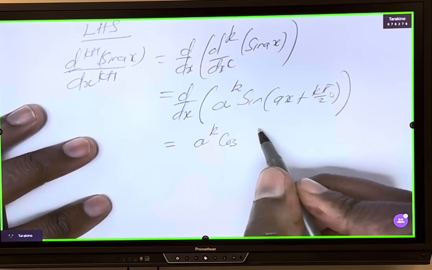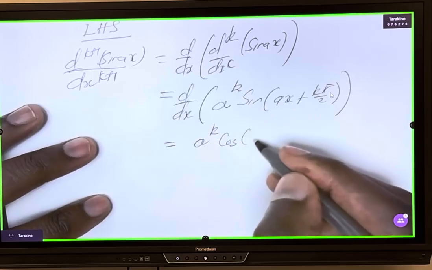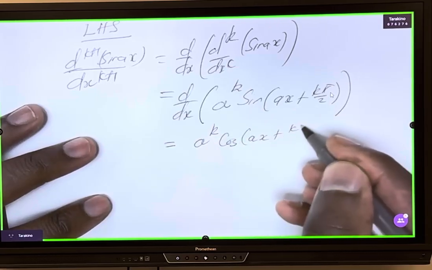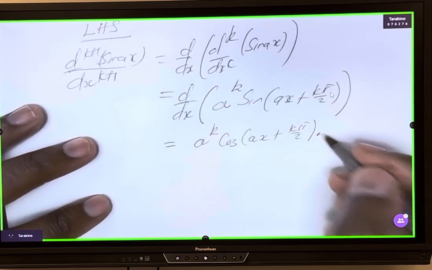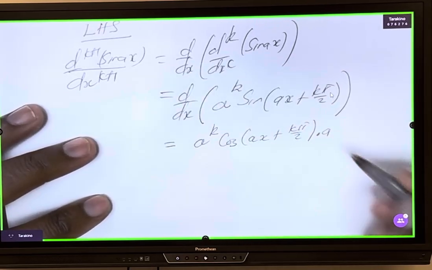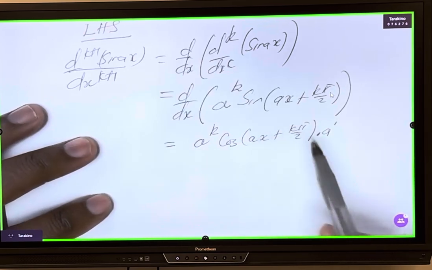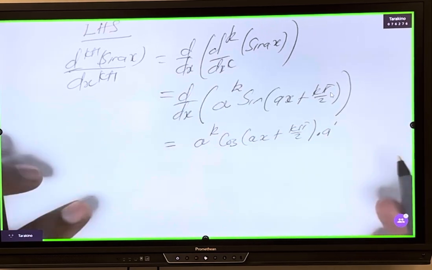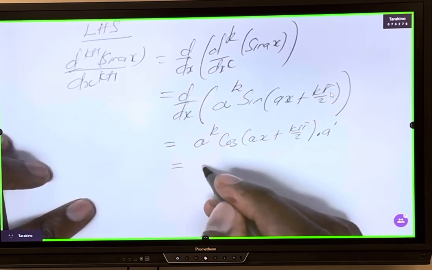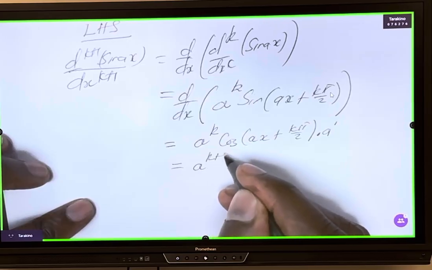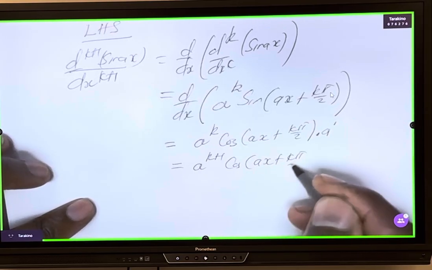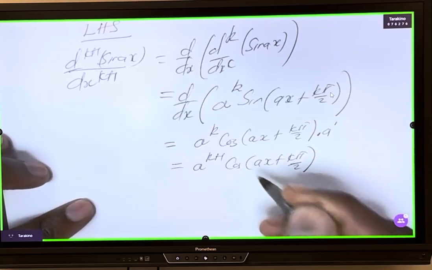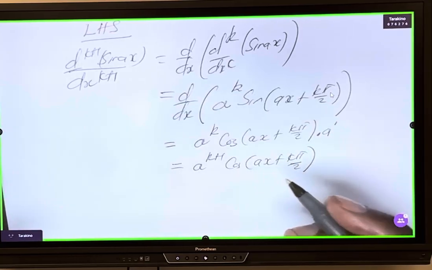Then I'll keep ax plus k pi over 2, right? Then times, if I differentiate here, I'm going to get a, which is a to the first. So these two, you can employ laws of indices. So a to the k plus 1 cosine of ax plus k pi over 2. So now that's where reasoning needs to be done.